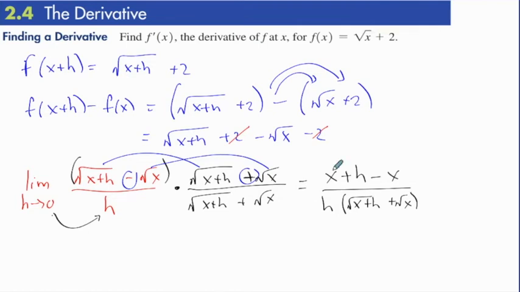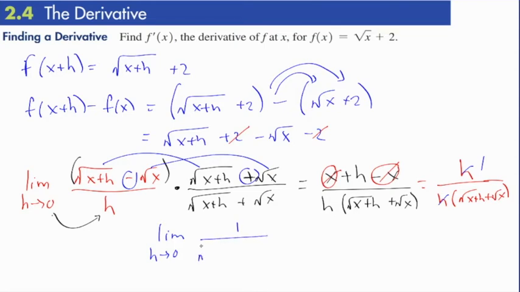Well, now we can see the numerator will cancel out the x's, and we're left with h over h times the square root of x plus h plus the square root of x. And now the h's cancel, leaving a 1 in the numerator. So the limit as h goes to 0 of 1 over the square root of x plus h plus the square root of x. Now we can plug in 0 for h. It doesn't give us any problems.